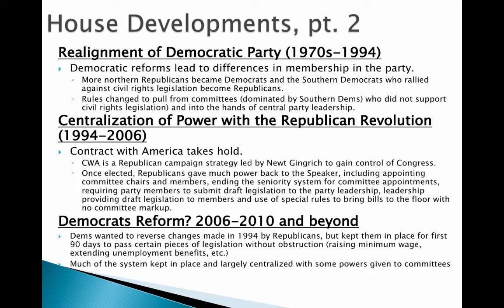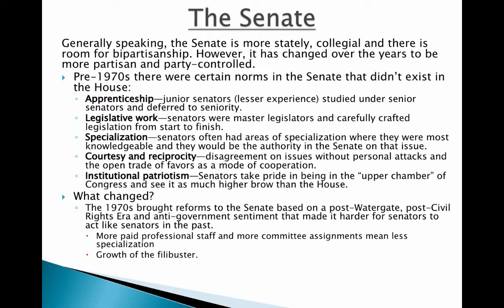So when we say, well, things used to have more debate, that's true, they did, in many ways, but not always, depending on the subject matter. The Senate changed in similar ways, but not entirely, because the Senate is generally a different body. They're more collegial, they're more stately, and there's a little more room for bipartisanship, so you see that often. However, there are some changes that have happened over the years that are worth noting, because they definitely shape the way the Senate works. So pre-1970, there were certain norms in the Senate that did not exist in the House.